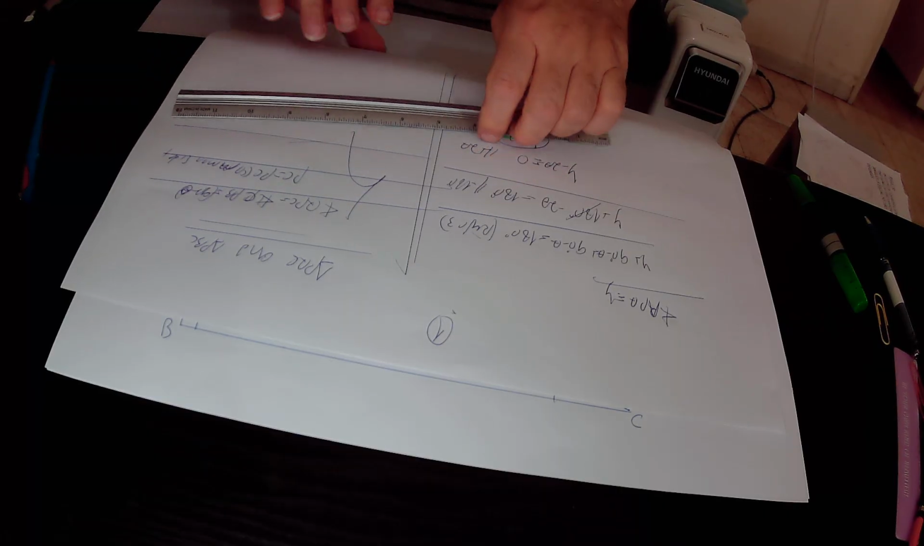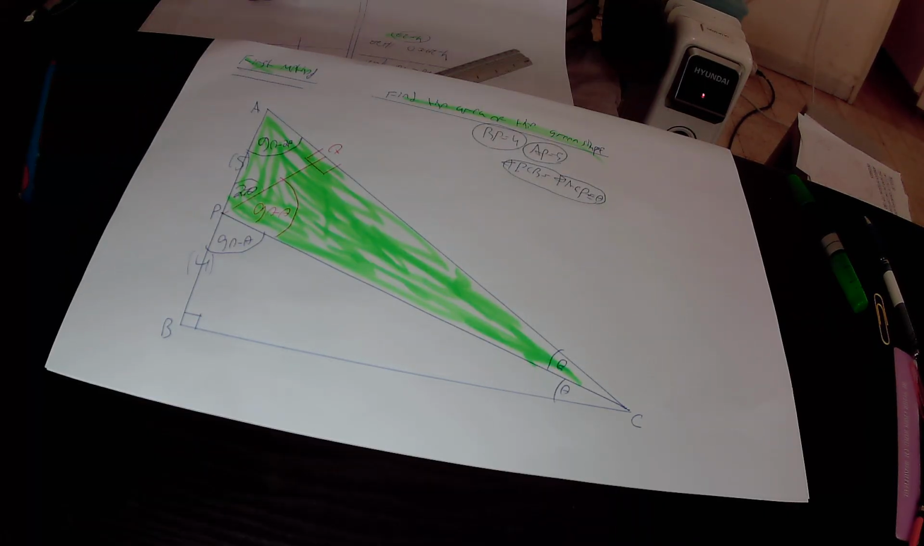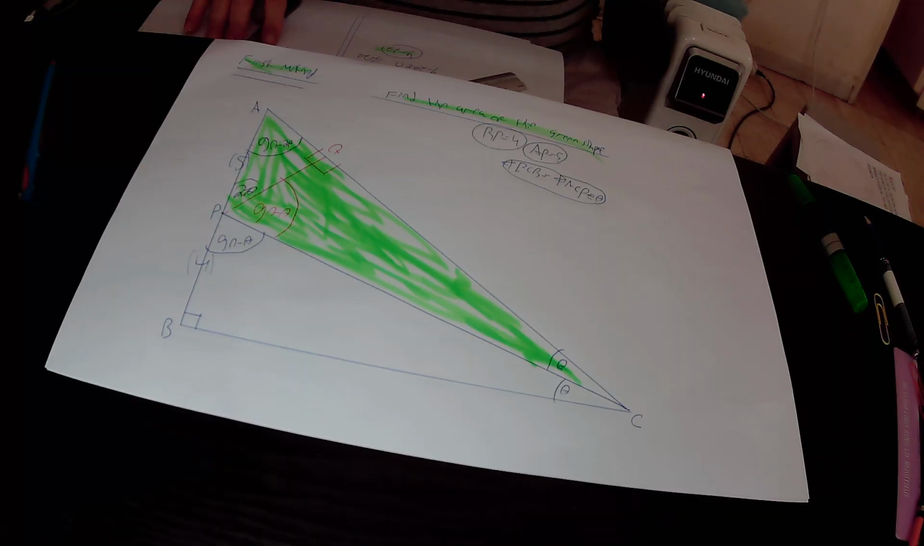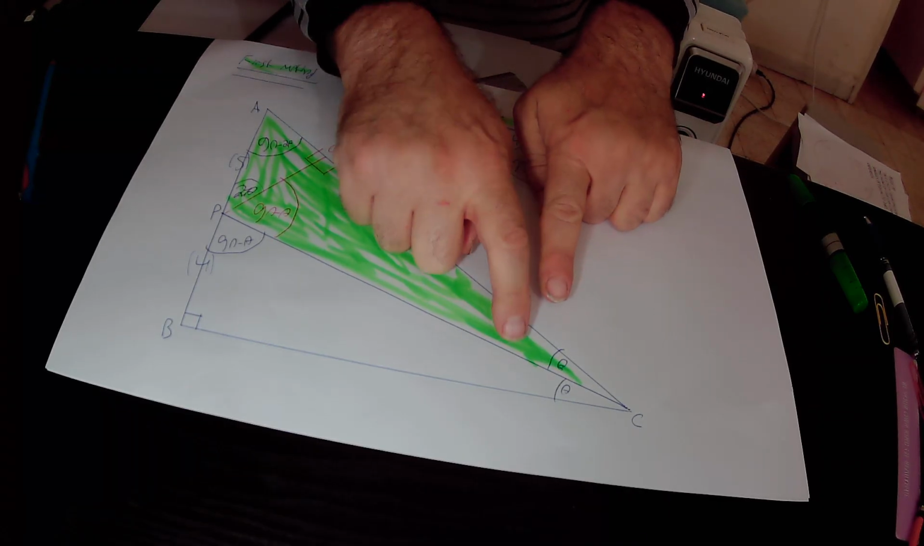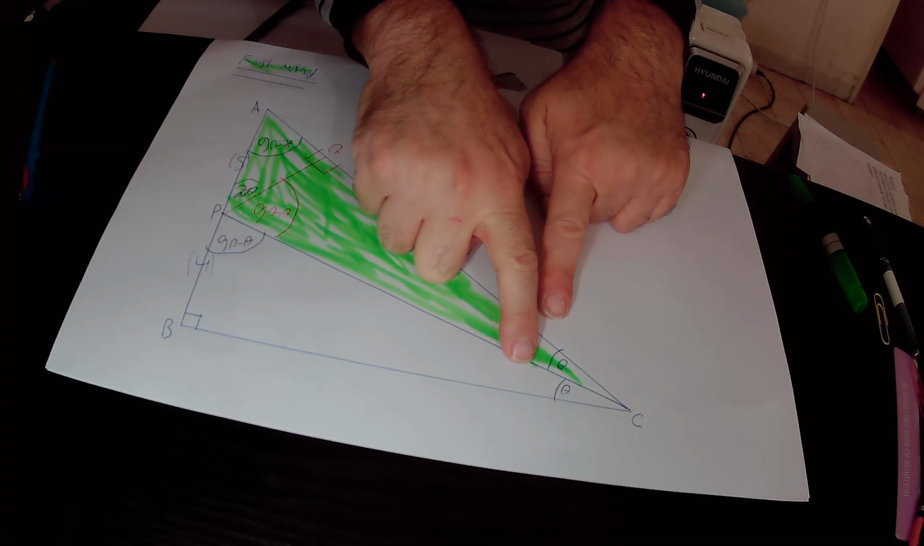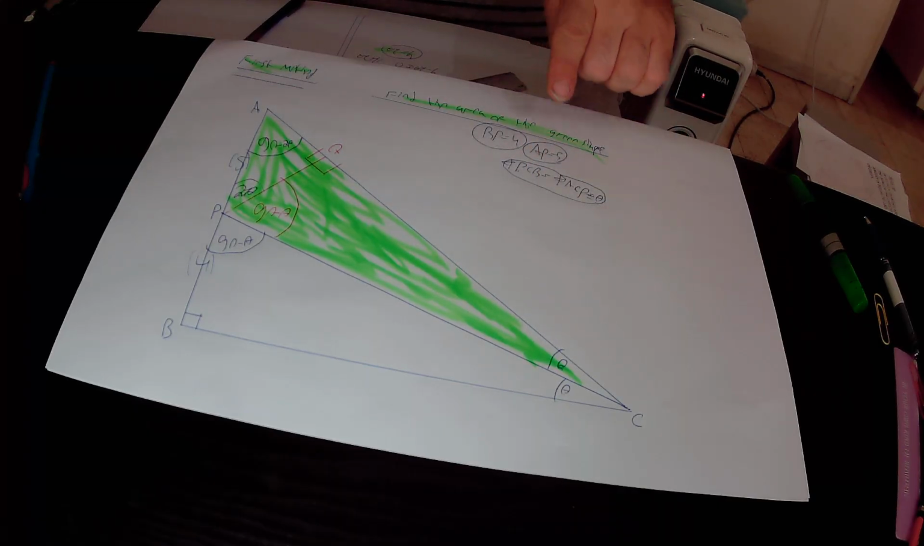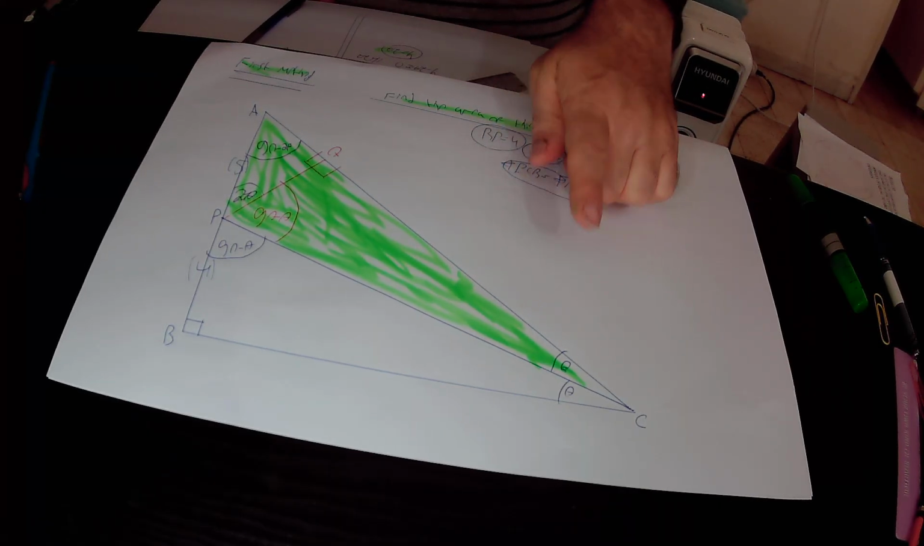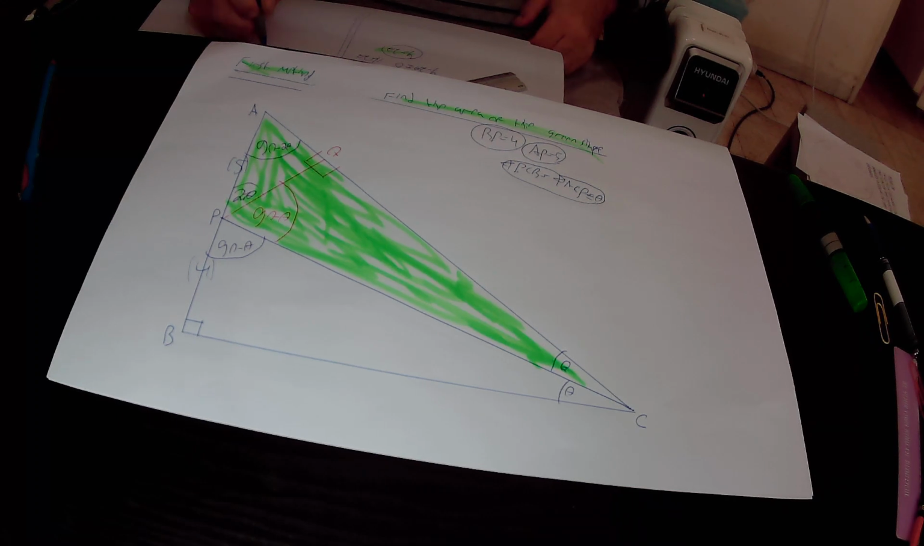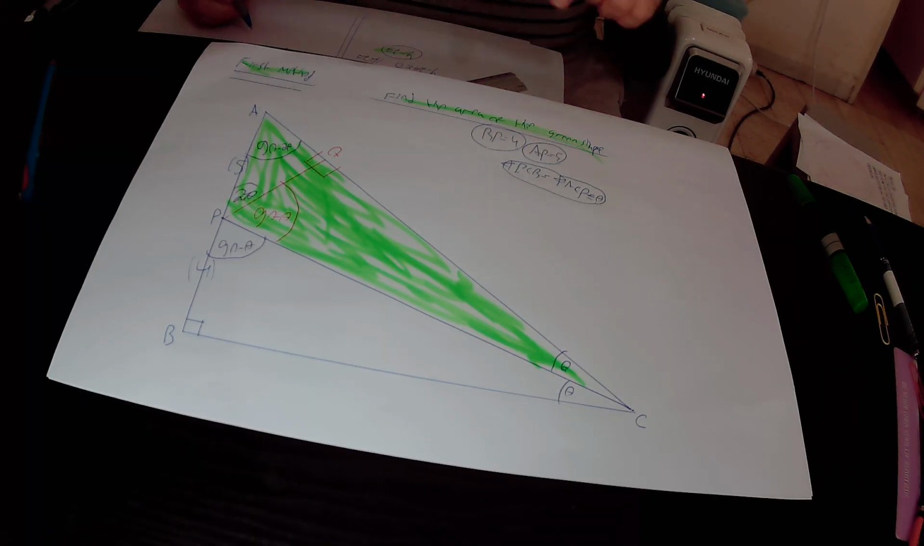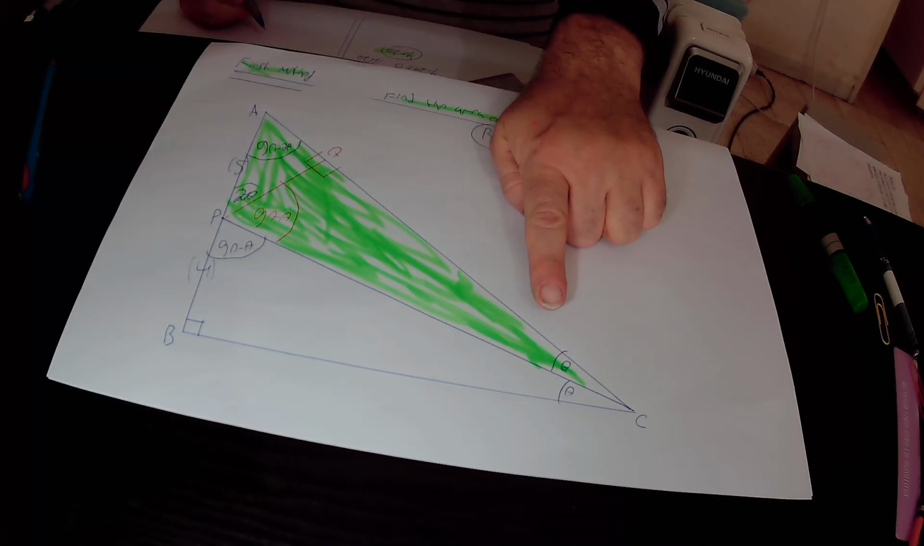And finally, those two angles are both equal to theta and therefore they are equal to each other. This is angle QCP in the green triangle QCP, and this equals this angle, angle PCB in the white triangle PCB.